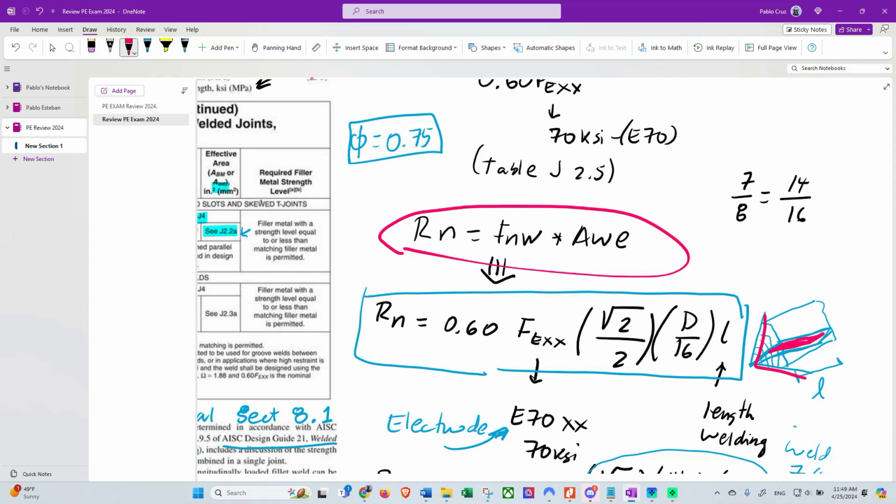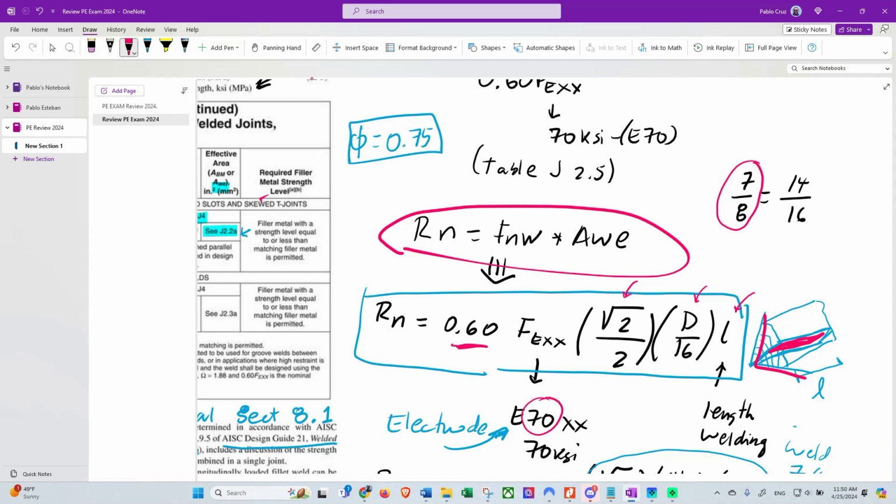So the other thing we need to do right now is just to see what value is what, right? In our case, we have the 0.60, we have the FEXX, we already said that is the 70 KSI. We have, well, this value is constant. We only need to figure out these two values. D is referred to the welding, right? And so we are asked to use 7/8, right?